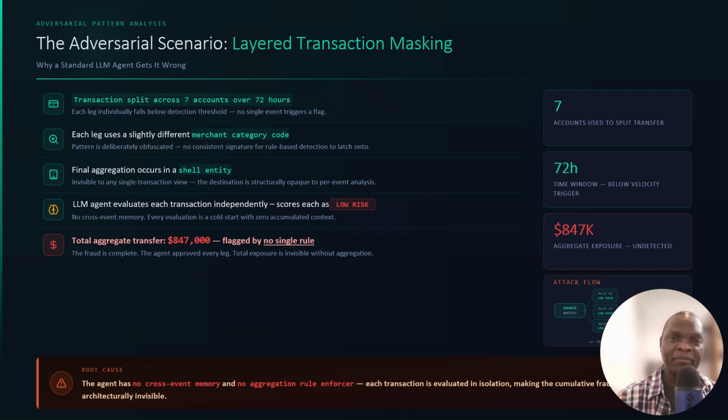A standard LLM agent operating on single events cannot detect this because it has no persistent state across evaluations. The layered masking technique exploits the agent's context window boundary. This is precisely the scenario that immutable aggregation rules in the comparator engine are designed to catch. Rules the agent cannot reason around because they are not subject to the agent's reasoning at all. They are deterministic. Your thoughts, Gemini, please.